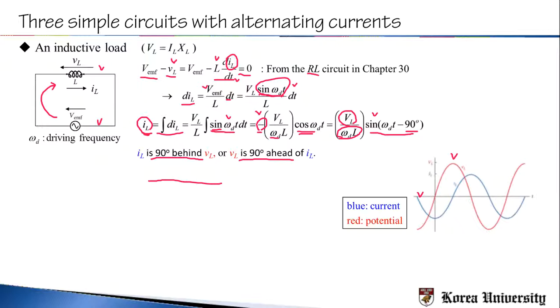So this part is equal to VL divided by XL, just like in the previous page. This XL is equal to omega D L. What does this mean for direct current, which means a constant potential? If we have an EMF source with constant potential like a battery, omega D will be 0, which means that in the inductor there will be no resistance or no reactance.